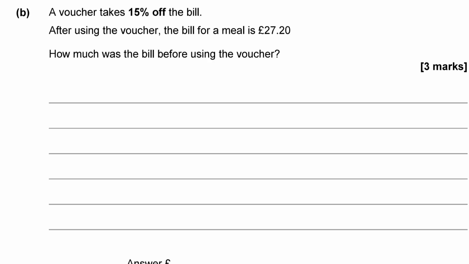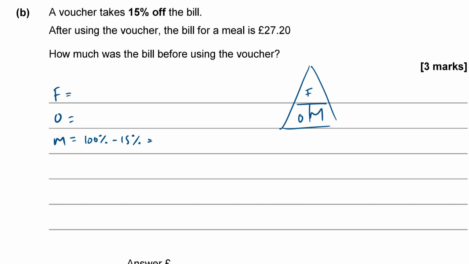I teach my students how to do percentage questions using this triangle, FOM. I tell them to put their thumb on it and work out which is which. So F stands for final, O stands for original, M stands for multiplier. So I ask them to identify each of these 3 things. So a voucher takes 15% off the bill. So the multiplier then, if you've got 100% and you're doing a 15% deduction, that is going to leave you with 85%, giving you a multiplier of 0.85.